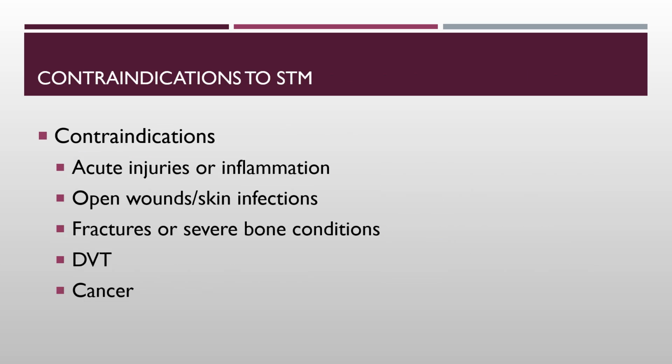Here are some of the contraindications to soft tissue mobilization. Acute injuries or inflammation, open wounds or skin infections, fractures or severe bone conditions. So osteogenesis imperfecta, severe osteoarthritis would be some of the things that you'd have to look at. If there's an active DVT, then we're not going to use any of these techniques.